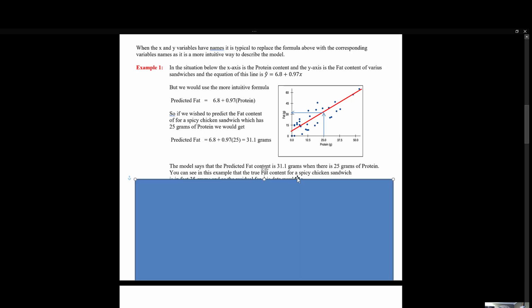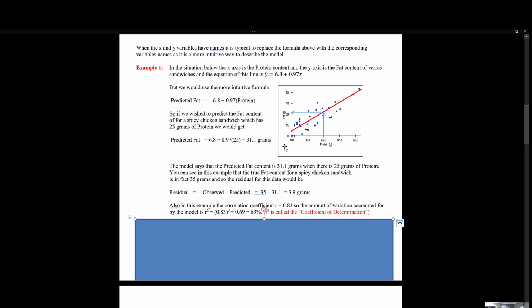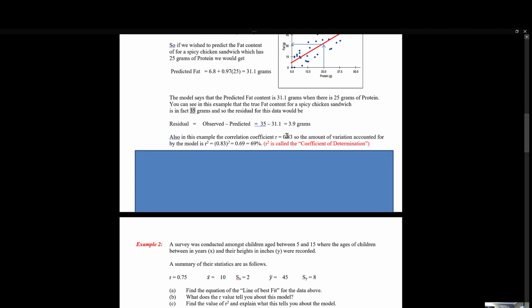Suppose someone actually found for that particular one what the exact value was. So they got the thing and they calculated 35 grams of fat on it. Then we can calculate the residual to see how good our predictor was. Well, if you take the observed value and you subtract the predicted, it's about 3.9. So 3.9 is a residual. And it's probably not a great answer, but at least it's not miles off. It's not like half the right answer.